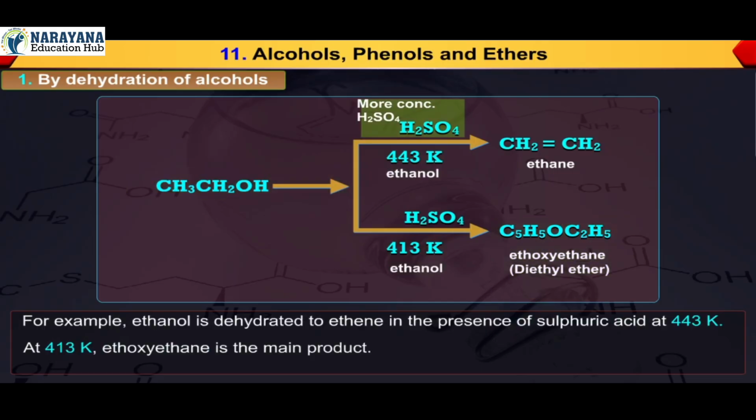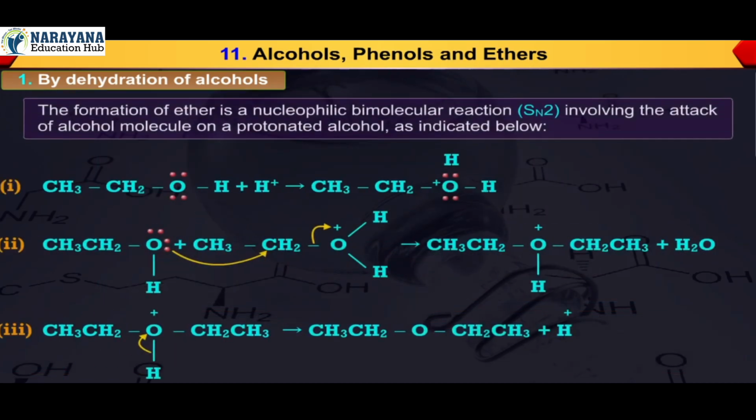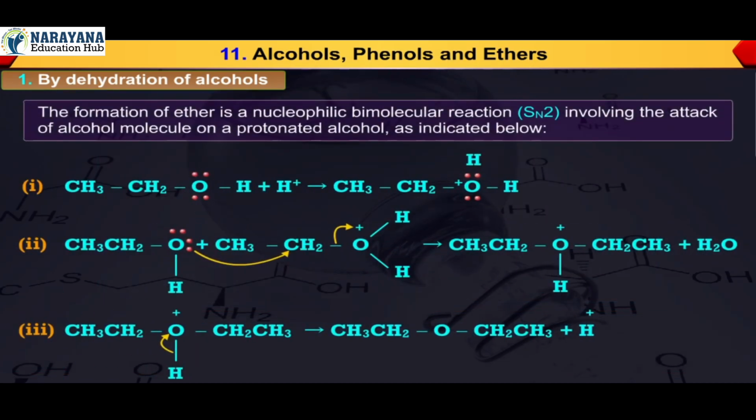CH3CH2OH in the presence of H2SO4, 443 Kelvin, gives CH2=CH2. CH3CH2OH in the presence of H2SO4, 413 Kelvin, gives C2H5OC2H5. The formation of ether is a nucleophilic bimolecular reaction, that is SN2, involving the attack of alcohol molecule on a protonated alcohol as indicated below.